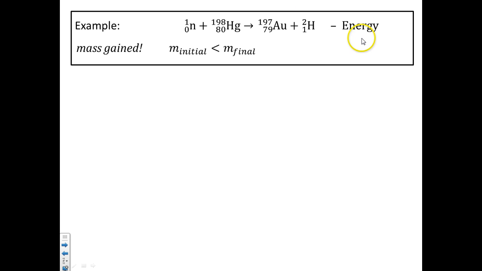So we saw an example, a problem, where we had to subtract energy from the right side because the final mass was bigger than the left side, the initial mass.